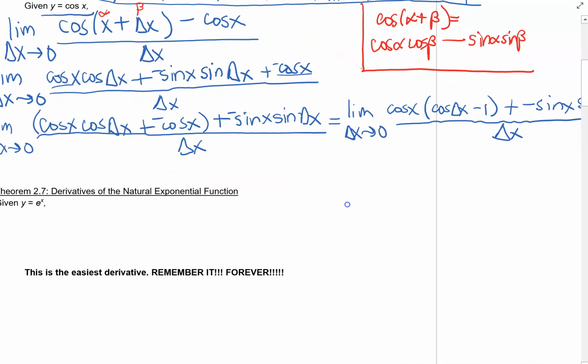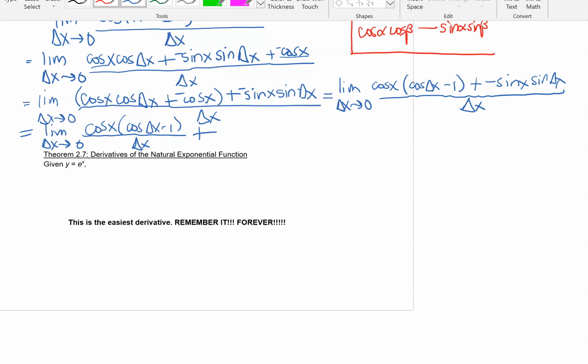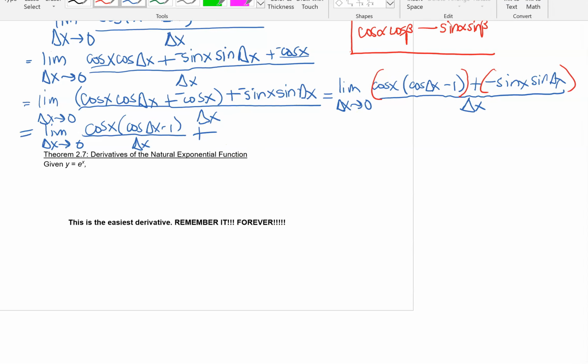Okay, then I'll swing that around to here. So from here, we're going all the way over to here. Limit as delta x approaches 0. And now what I'm going to do is split these two over the same denominator. So I have cosine x times cosine delta x minus 1 all over the denominator of delta x, plus, because what's going on there is I have this part adding that part, and since they're over a common denominator, you can add them separately as long as you keep them over the common denominator.